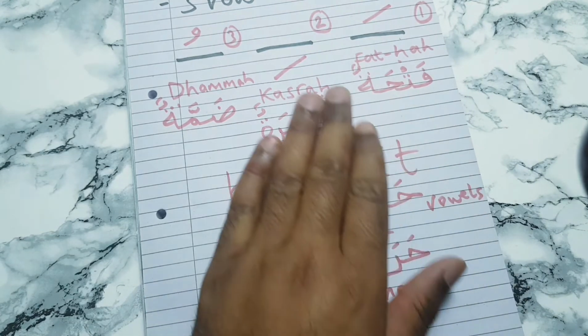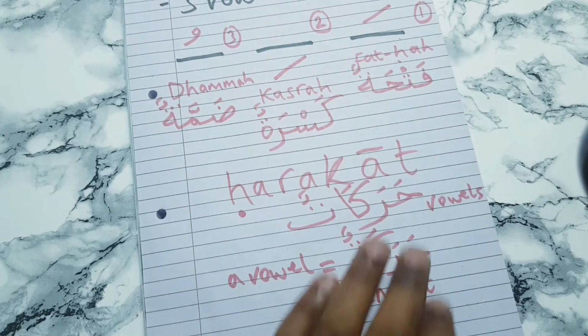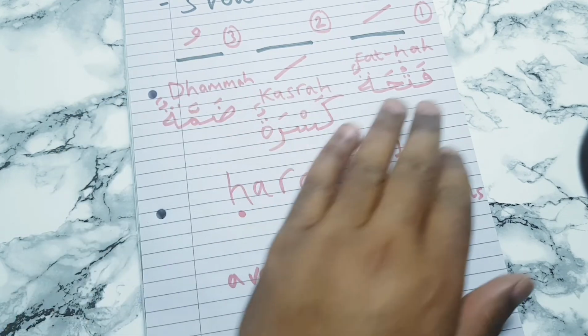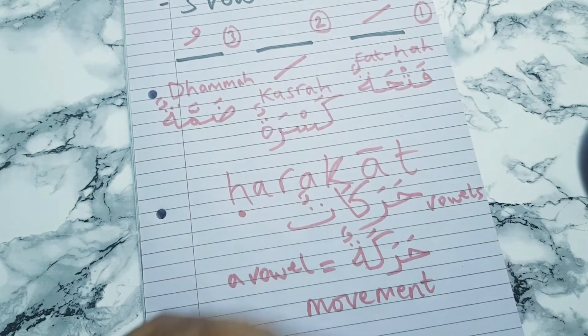Once we finish fatha, we're going to learn kasra. Once we finish kasra, we're going to revise fatha and kasra, then introduce dhamma, and then revise all three together. And like that, inshallah, we're going to finish the harakat.